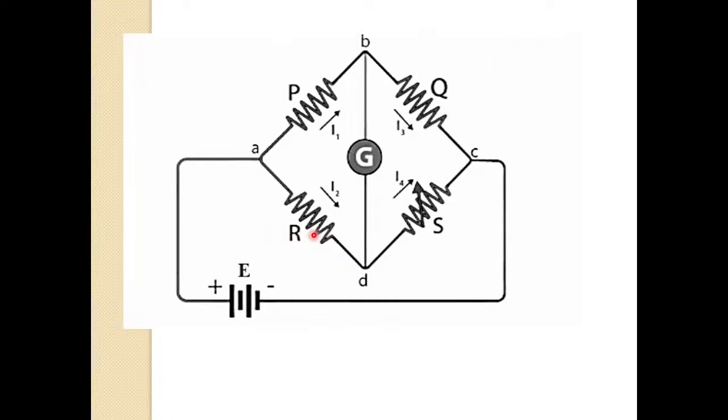So this Wheatstone bridge was invented by Samuel Hunter in 1833. And it became popular in the year 1843 by Charles Wheatstone.